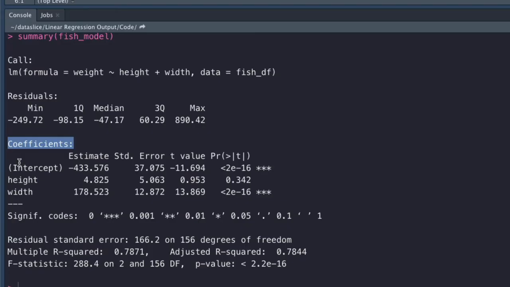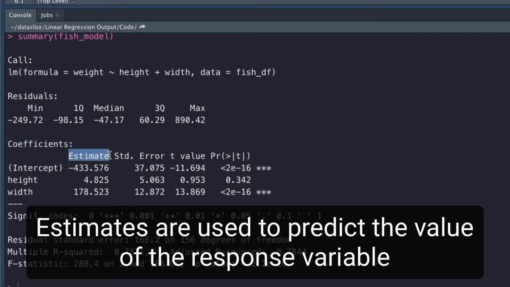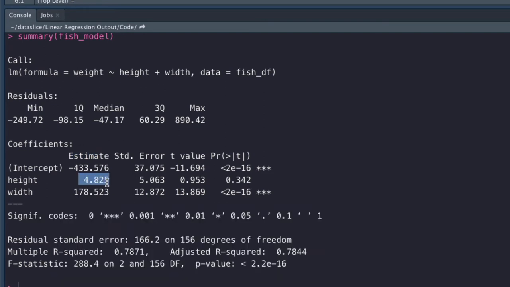So next are the coefficients, starting with the names. And you can see by default the intercept will always be included, and you can also see any X variables included in the model, so we have height and width. Then there are the estimates, which you'd use for predicting your response variable. The way that you'd quickly interpret the estimate for the height, for instance, is a 1 centimeter increase in height will result in a 4.825 increase in grams of the weight.